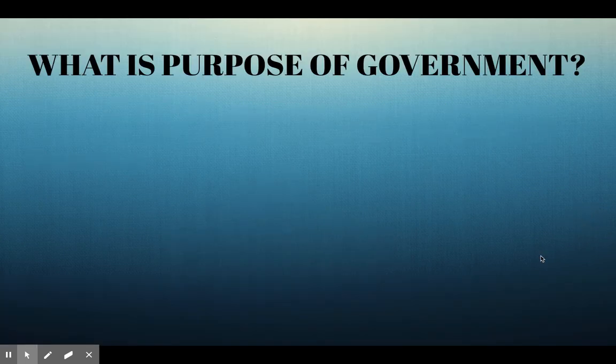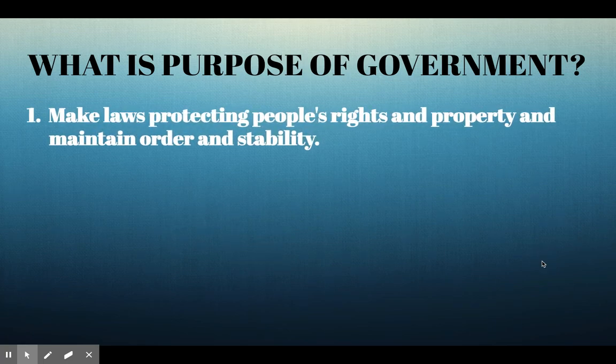Let's look at the purpose of government. Number one, governments make laws that protect people's rights and property in order to maintain order and stability. So the government is responsible for protecting your rights and your property so that there is order and stability in your society.